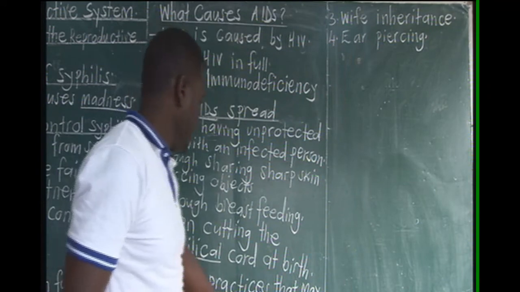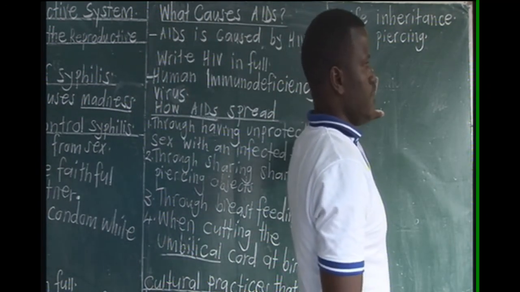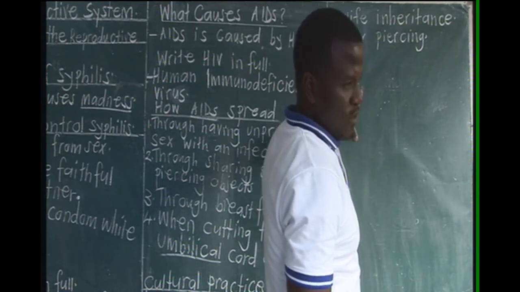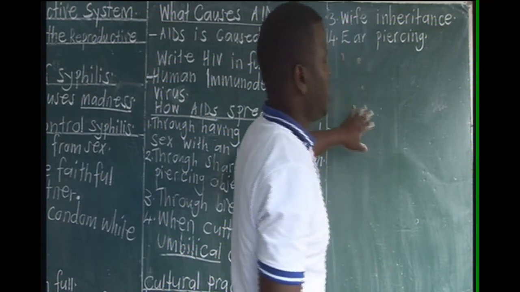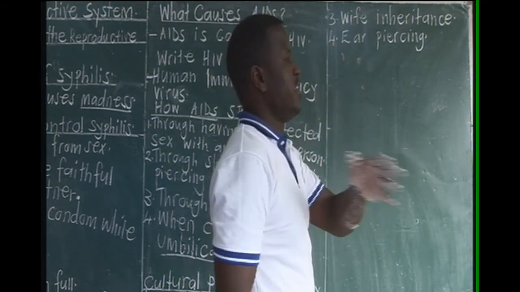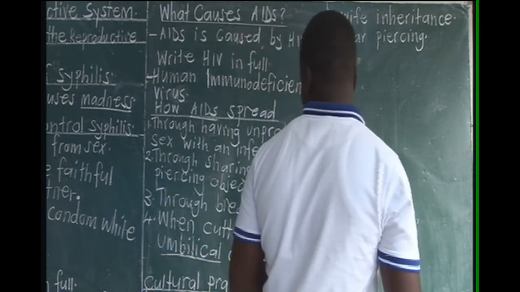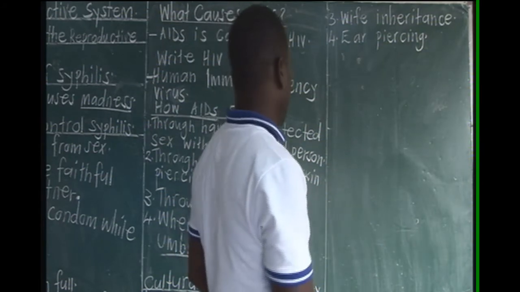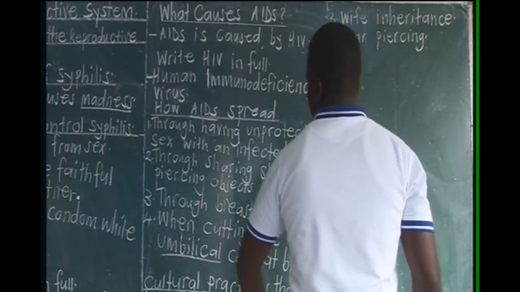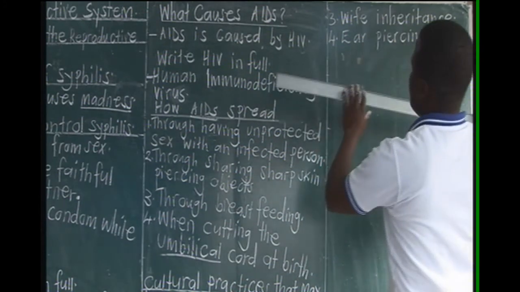Then cultural circumcision. With cultural circumcision, these traditional surgeons, they call themselves surgeons, they use the same knives, different people using the same knives to circumcise them. So in case one of them has HIV, then others will also get infected. Then we say extraction of false teeth.